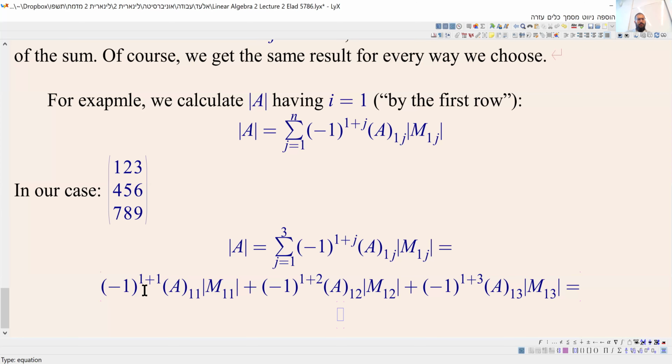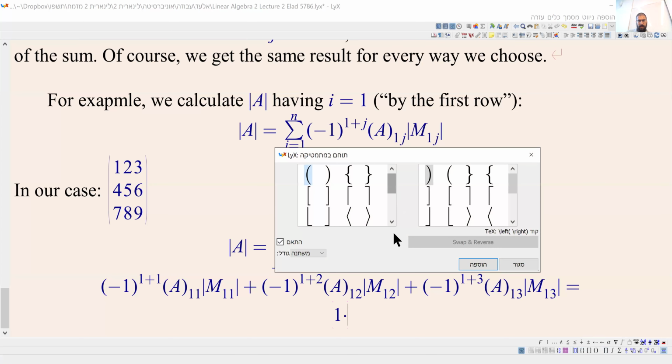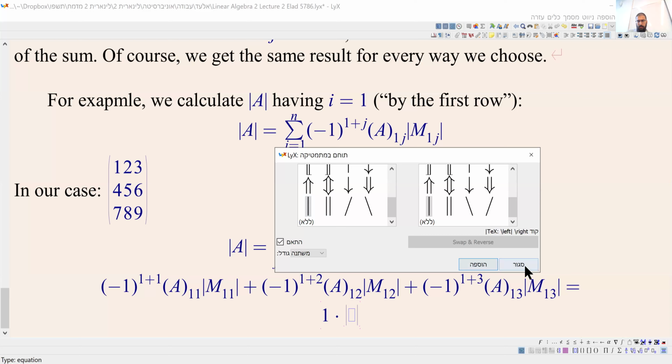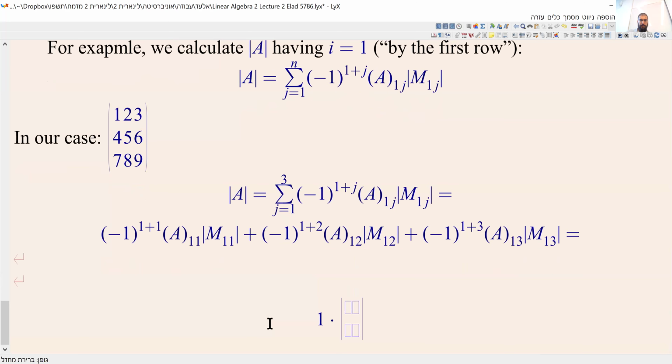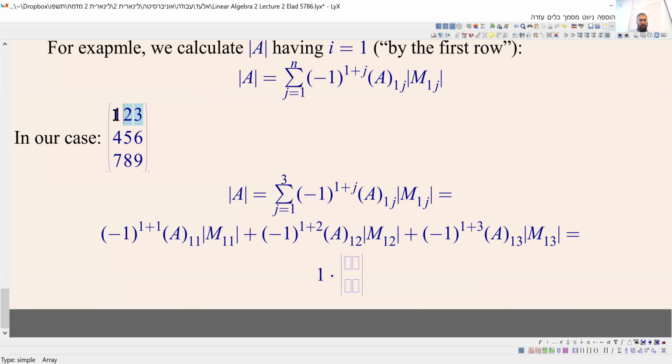So now, -1 plus 1 is just 1, and I don't want to write it down. A11 is 1 as well, just because it's a specific matrix right here, so I write 1 down. And we multiply it by the determinant of the minor, which we get from deleting the first row and the first column. The first row is 1, 2, 3. The first column is 1, 4, 7. So you have 5, 6, 8, 9.